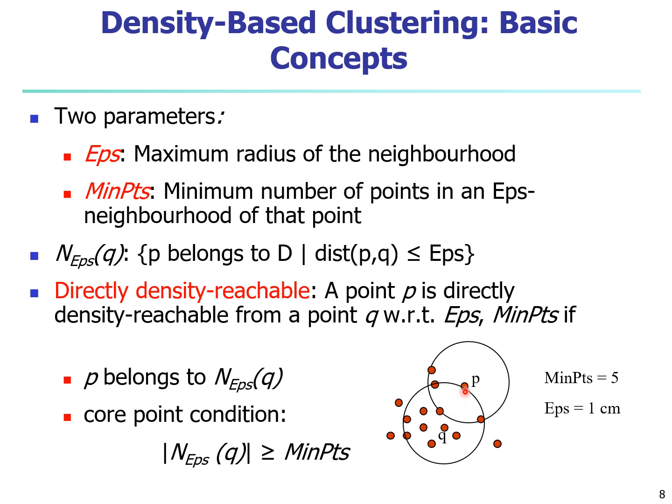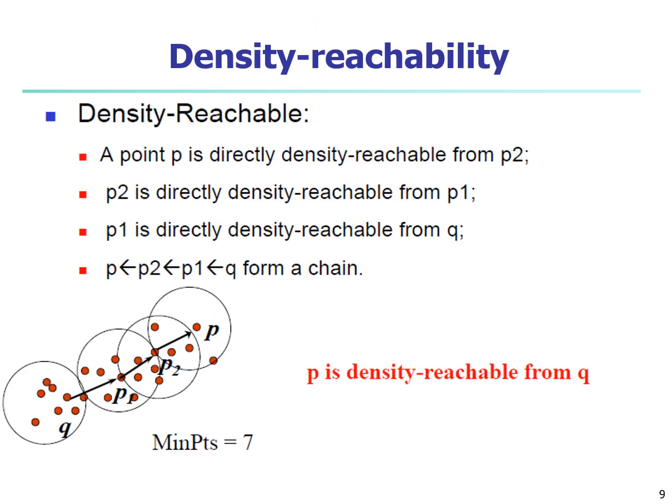We say that P is reachable if P is actually within the radius of, or within the identified neighborhood of Q. In this case, we say that P is reachable or belongs to the Q neighborhood.